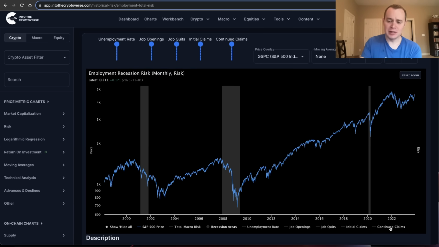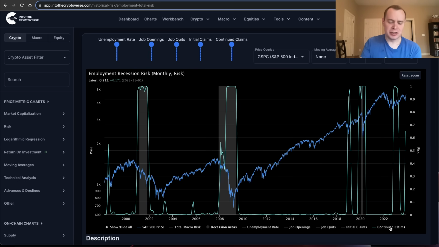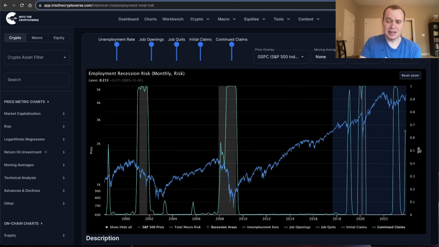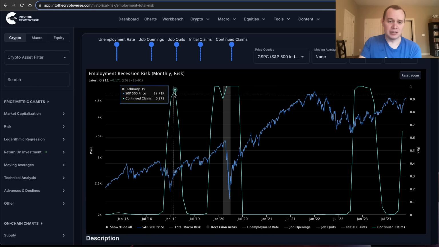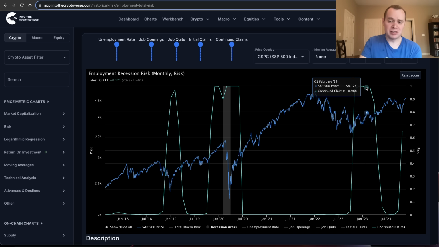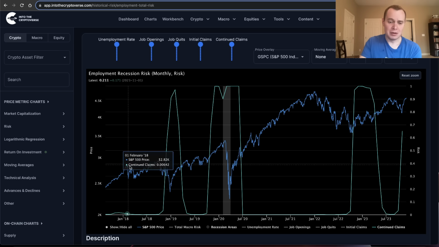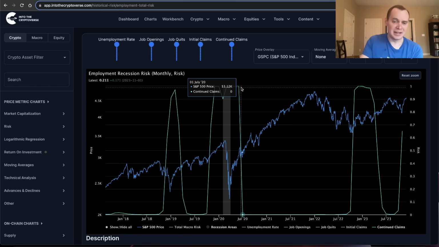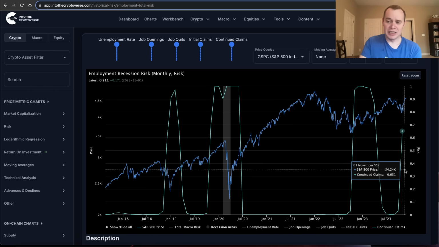And then the last one, which is probably the one that looks the most concerning right now, is the continued claims risk. Okay. Now, again, this is one of those things where it can sometimes give false signals, right? Like here, if you look in 2019, it went up, but it did not give us a recession. Just like over here, when it went up in 2022, it did not give us a recession. But the next time it went up, it did. Okay. Now, it is starting to go back up again, and there's a good reason for that.